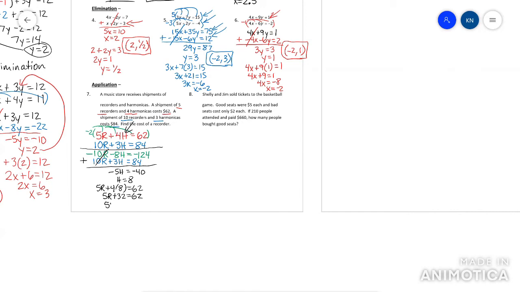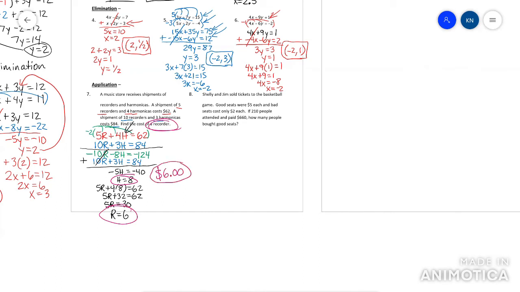Subtract 32. Divide by 5. So they wanted the cost of a recorder. So R was 6, H was 8, but you got to think which one was the recorder. The recorder was the letter R. So my answer here would be $6.